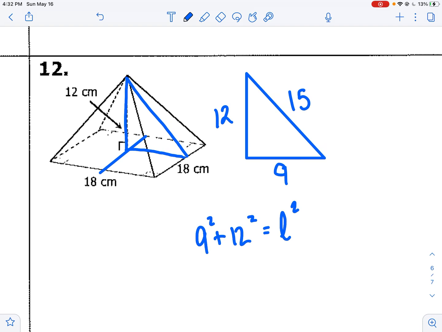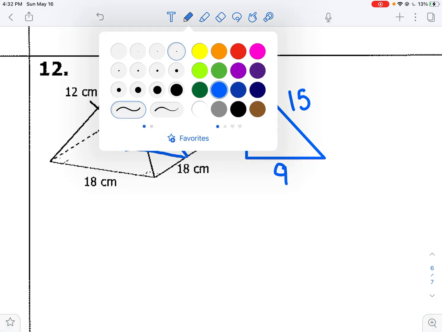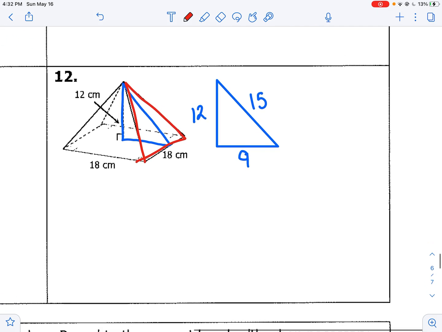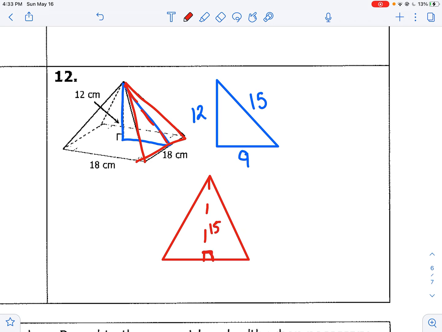And now that I have my slant height of 15, I'm going to erase all this. What I can do now is find the area of one of these sides. And I can do that by using the height, which I know now is the slant height of 15. And my base we already knew was 18. So 1/2 base times height to get my total area of one side. Do the same thing for the other 3 sides since this is a square pyramid. And that would get you your surface area.